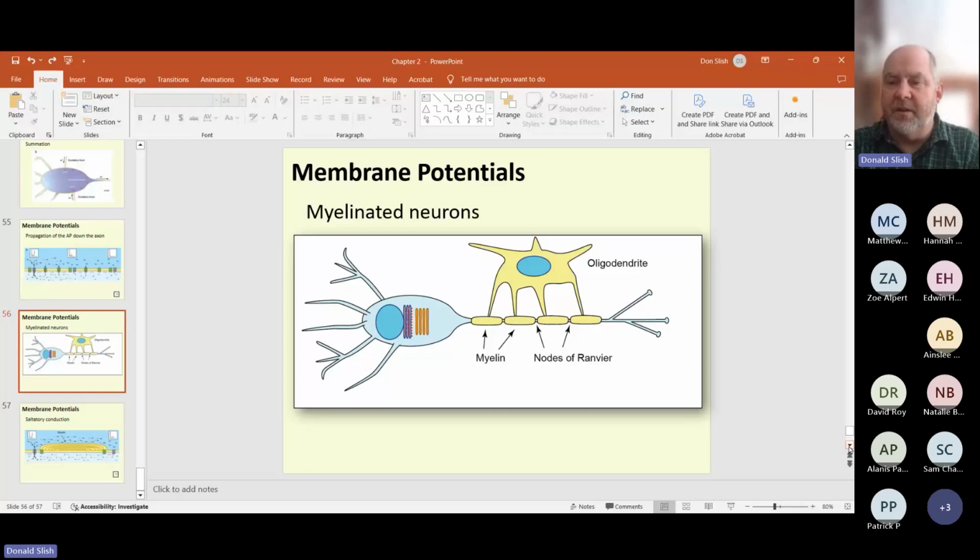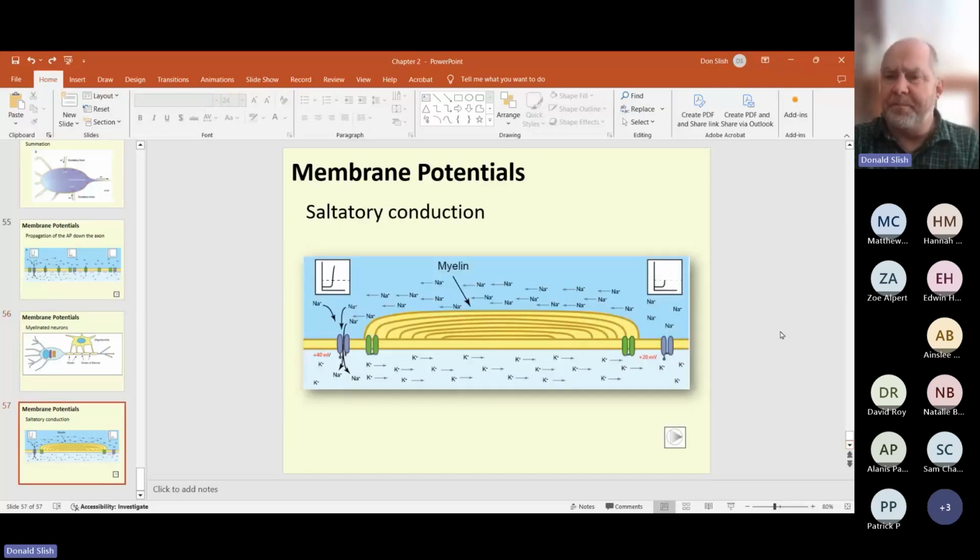In fact, you really can't live without it. There are a lot of lysosomal storage diseases that end up causing demyelination, like Tay-Sachs disease and a lot of Krabbe type diseases and things like that. So this myelination is critical for life. Okay. That's about all I have to say about chapter 2.